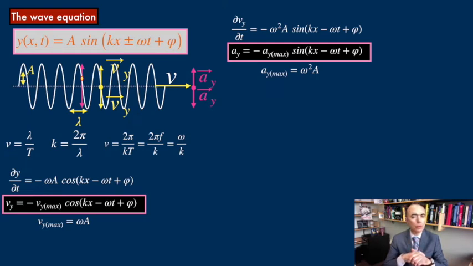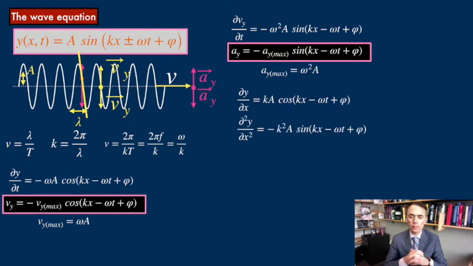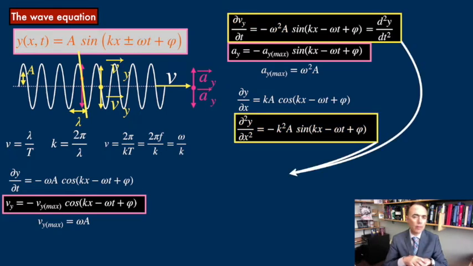I will do the partial derivative of y with respect to x, keeping time constant. This gives me the slope of the wave. This slope also changes sinusoidally, as can be seen in the shape of the wave. I will take the second partial derivative with respect to x. Now let me play a little bit with these results. I will divide this second derivative by this other second derivative.